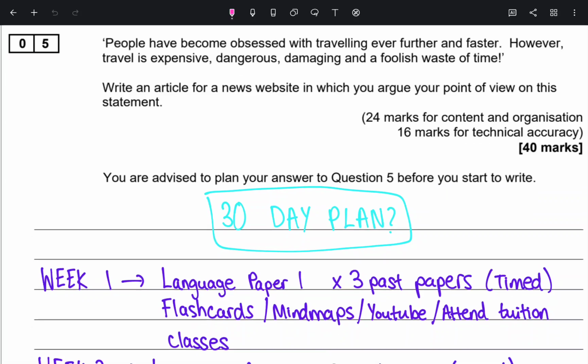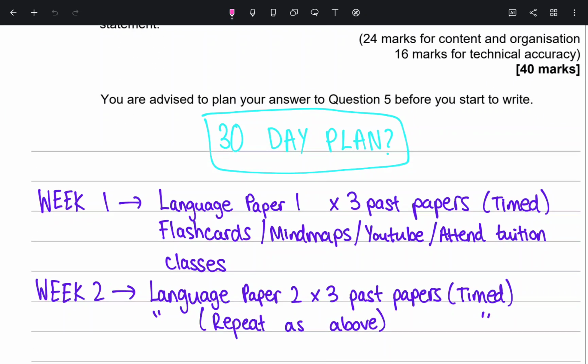So that's week number 1. Week number 2 is language paper 2. Same concept as week 1, but this time you're looking at language paper 2. Same as the previous week, 3 past papers, timed, and you repeat as above: the flashcards, the mind maps, the YouTube, attending tuition classes as well. That would start not this week, but the following week, so you're looking at Sunday 28th of April up until the following week. So that's week number 2. Same concept, the 5 steps for success.